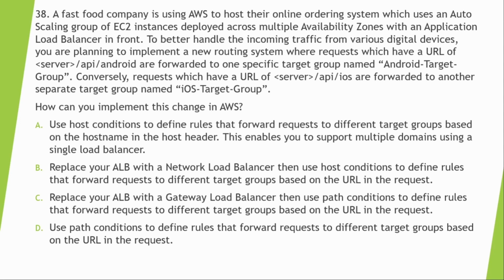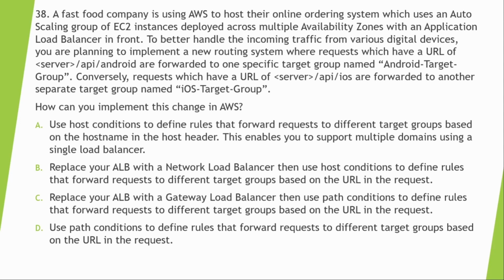Replace your ALB with a network load balancer and then use host conditions to define rules that forward requests to different target groups based on the URL in the request. Why is this incorrect? Because a network load balancer is used for applications that need extreme network performance, and it uses static IP. So it will not support path-based routing. Replace your ALB with a gateway load balancer and then use path conditions to define rules that forward requests to different target groups based on the URL in the request.